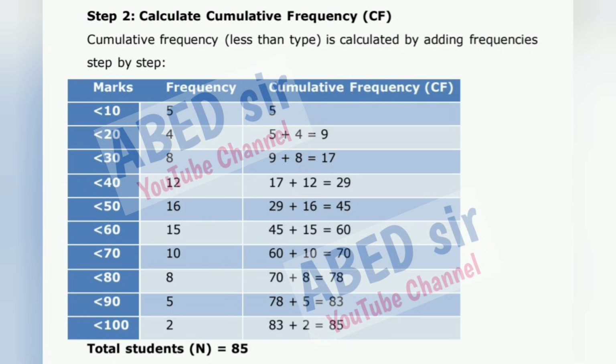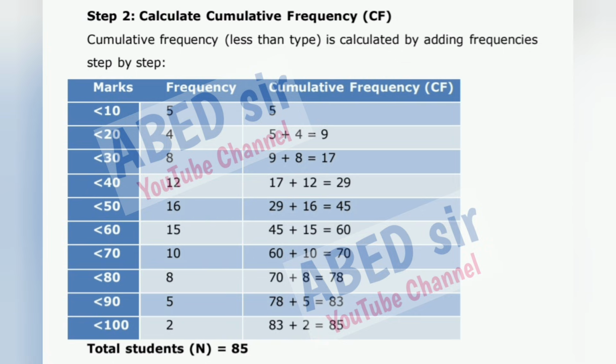Step 2. Calculate cumulative frequency, CF. Cumulative frequency, less than type, is calculated by adding frequencies step by step. Marks, frequency, cumulative frequency: less than 10, 5, 5. Less than 20, 5 plus 4 equals 9. Less than 30, 9 plus 8 equals 17. Less than 40, 17 plus 12 equals 29. Less than 50, 29 plus 16 equals 45.